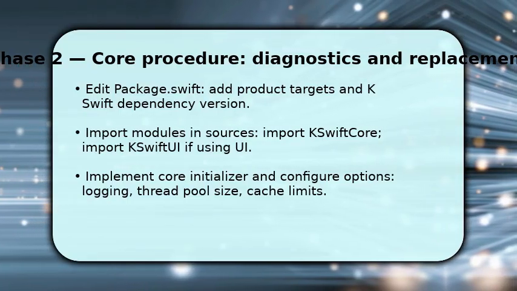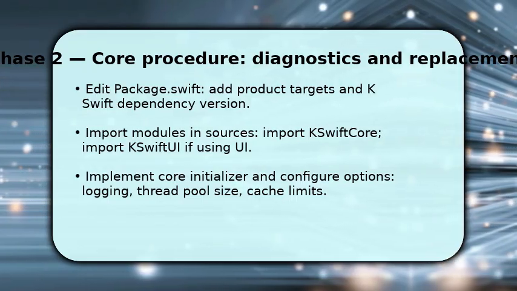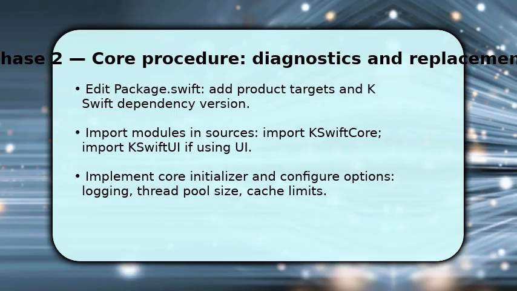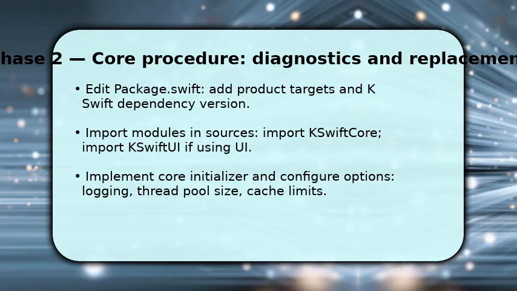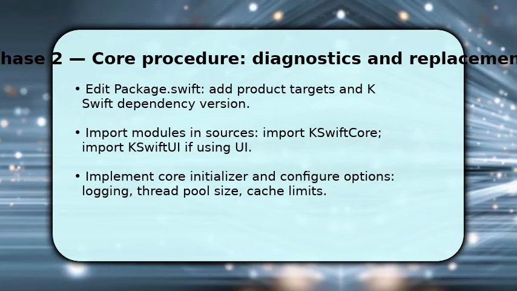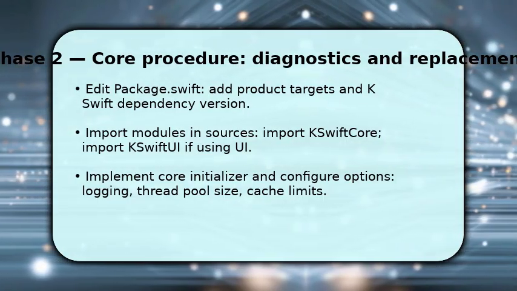Then implement the core initializer, configure logging level, thread pool size, and cache limits so performance matches expected loads. As you write initialization code, validate each option with quick prints or assertions. This helps catch misconfigurations before you build the full feature set.